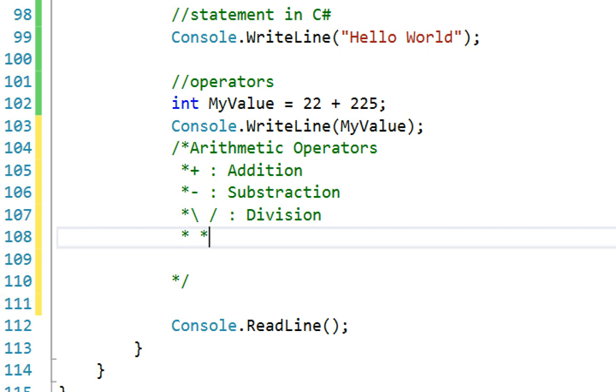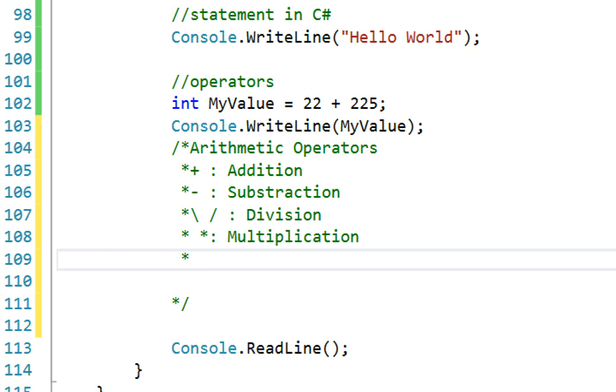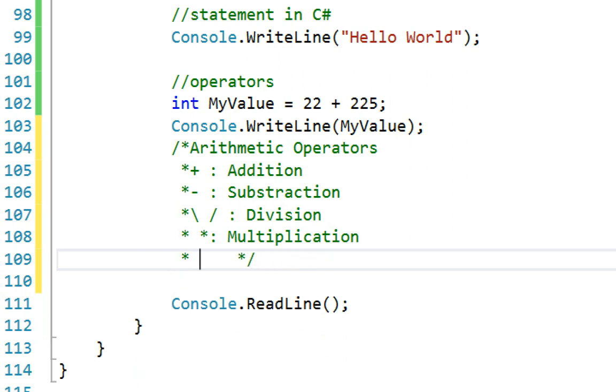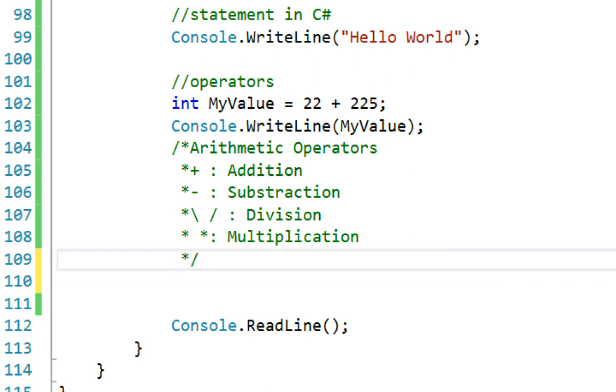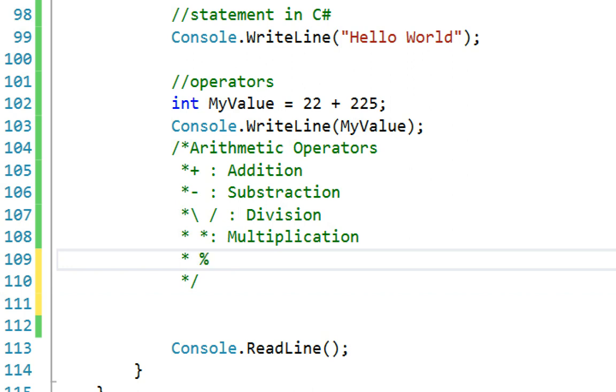And then star is for multiplication. Remember, it is not X, it is star, the asterisk, that's the one above it. So those are all the basic arithmetic operators we might be using all along. If you want to add, you use the plus operator. If you want division, use the slash. Another popular one that we sometimes use is the percentage, which gives the remainder operator.